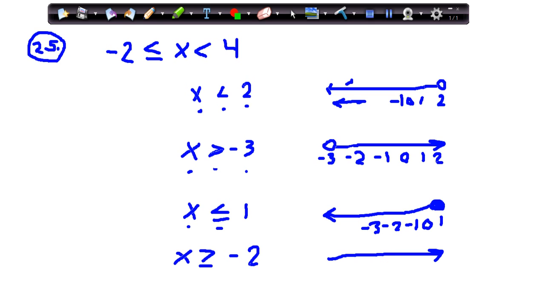And we know because it's saying greater than or equal to, then -2 is going to be included in the graph set, right? And you can see there, -2 is included. Therefore, you will have a closed dot. So, what's equal to -2? -2.